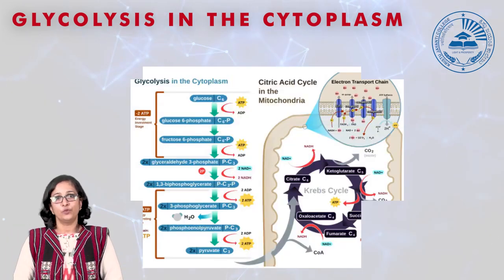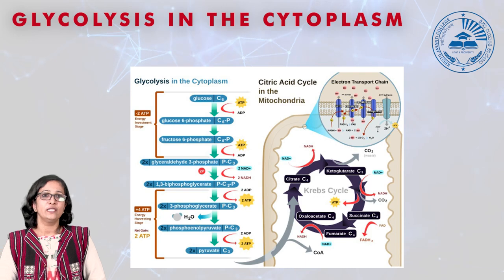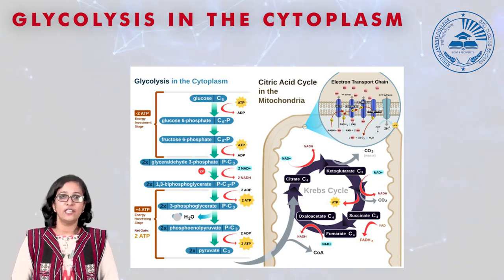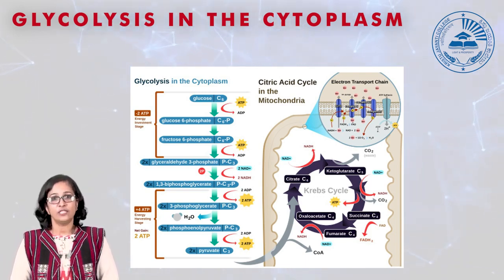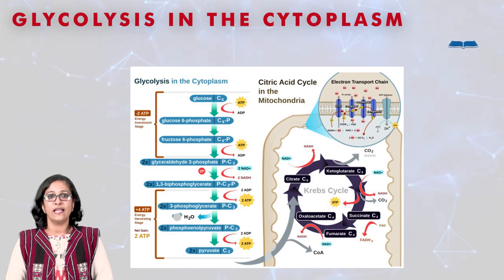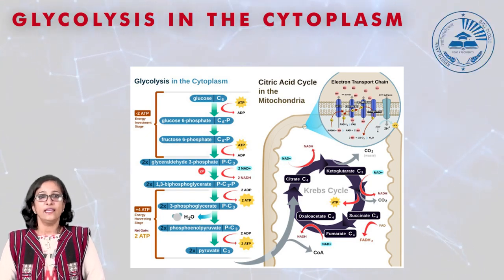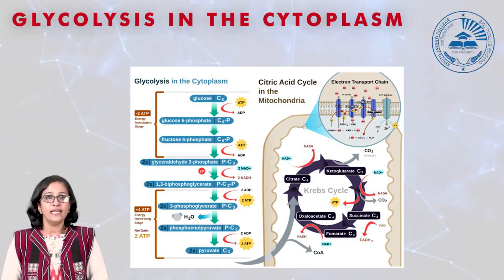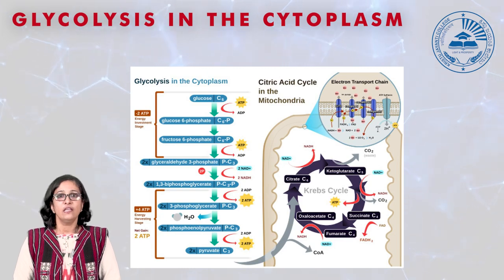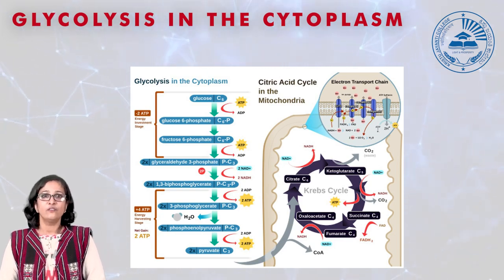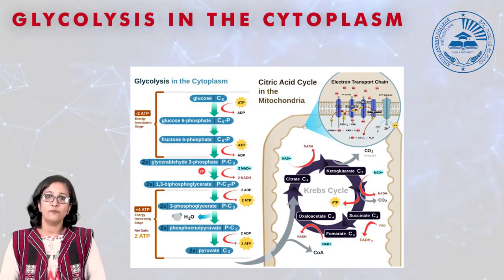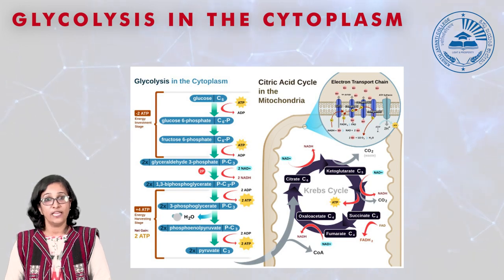In the flow chart shown here, the glycolysis in the cytoplasm is divided into the energy investment stage of the first 3 steps, and the last 3 steps are the energy harvesting stages. In the energy investment stage, you can see when glucose is getting converted to glucose 6-phosphate, one ATP is being utilized and converted to ADP.